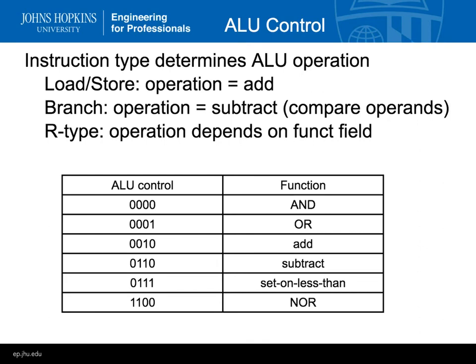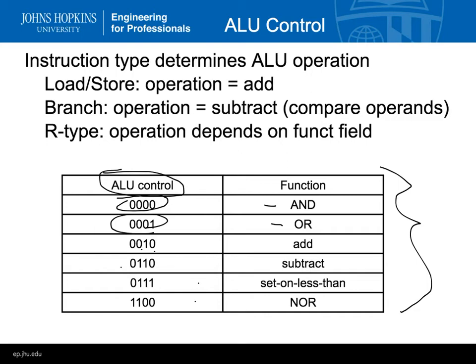So here are the 4 bits that go into the ALU to tell it what to do. So if those 4 bits are all zeros, then do an AND. If it's 1, do an OR. 1, 0, add, subtract, set on less than, then a NOR. So this is also in your book. You'll find this in your book.